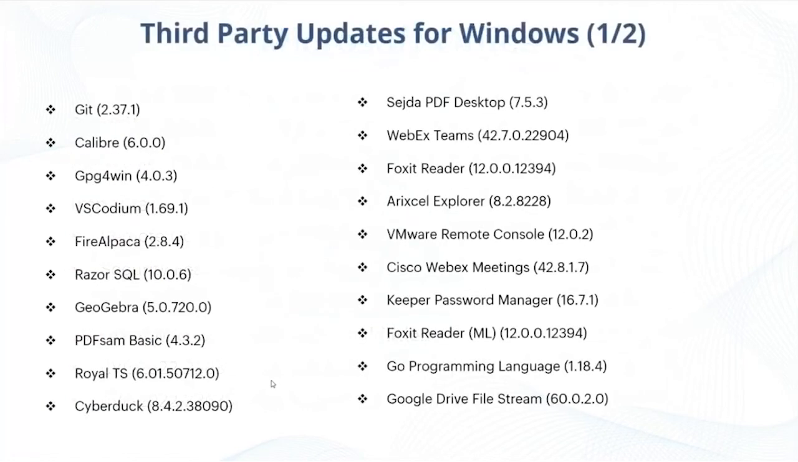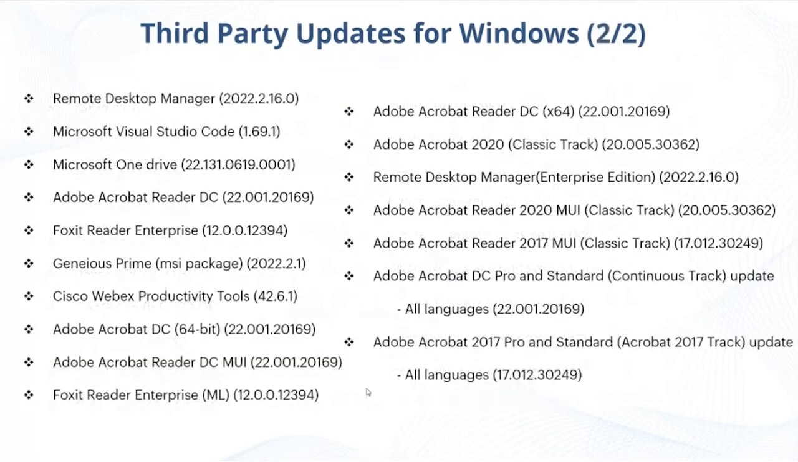Now let's take a look at the third-party updates for Windows. We see some major vendors releasing updates this month. We have Cisco, VMware as well, and Foxit Reader. You can take note of it. I'll pause for a while. All of this information is available in ManageEngine's Patch Tuesday forum. Moving on, we see some other major updates from Adobe, Foxit, as well as Microsoft Visual Studio Code and Cisco.